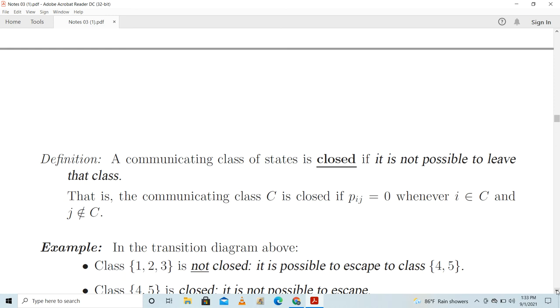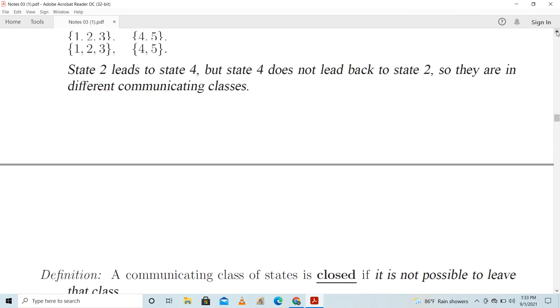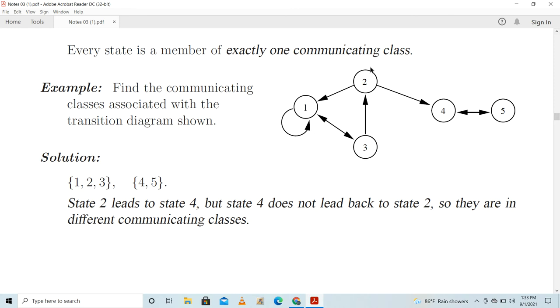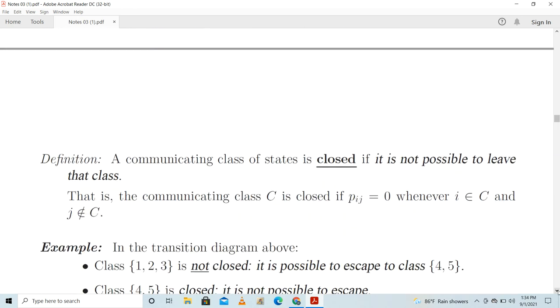And then, we have another one called a closed class. A closed class means, if you have a communicating class of states and it is not possible to leave that class, we call that class a closed class. Now, for example, if you look at this transition diagram, from the 1, 2, 3 communicating class, you can go to the 4 and 5 communicating class. But once you come to the 4 and 5 communicating class, you have no other way to go back. So, 4 and 5 is known as a closed class. If you can't leave that class again, we call it a closed class.